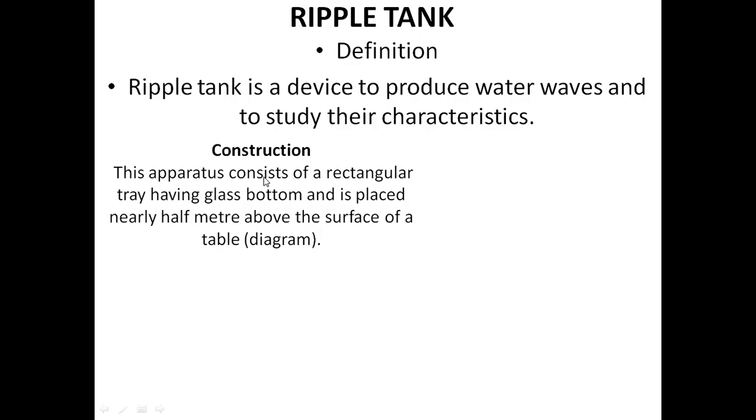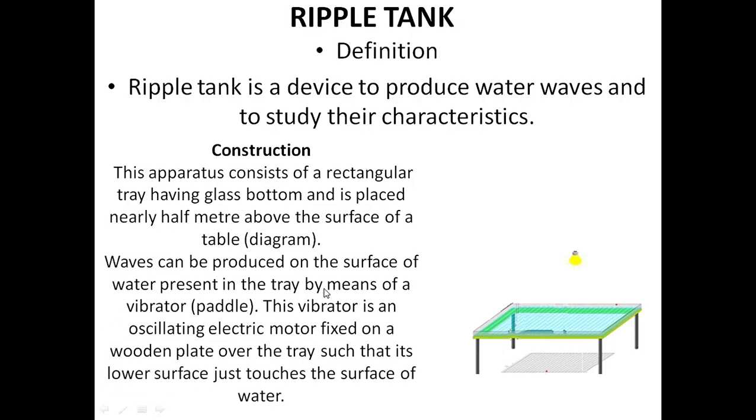This apparatus consists of a rectangular tray having glass bottom and is placed near half meter above the surface of the table, like shown in the diagram. Here's the bulb and here is the table. You can see the water on the surface, and the light basically bounces off the water waves and is being shadowed over here. So this is the ripple tank.